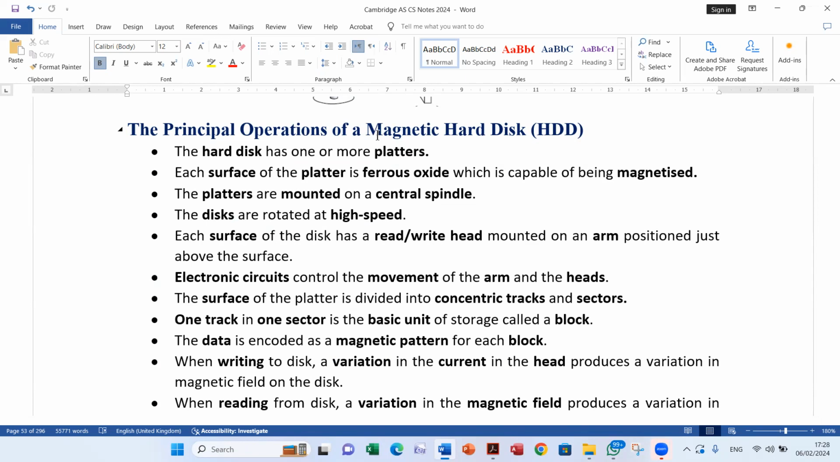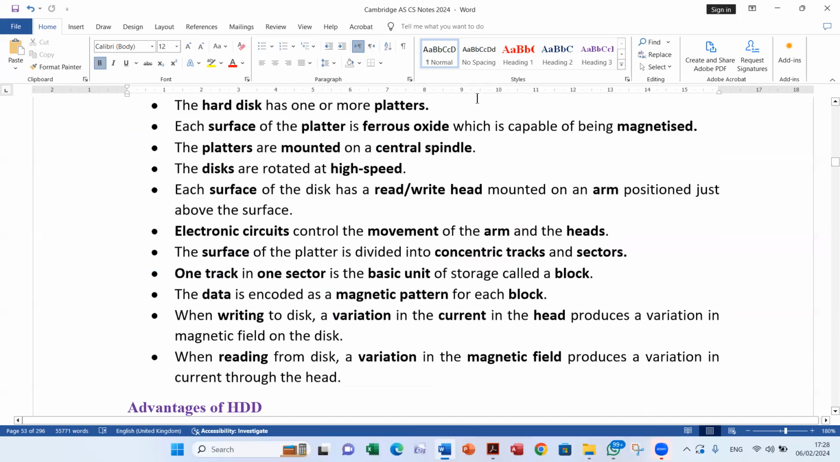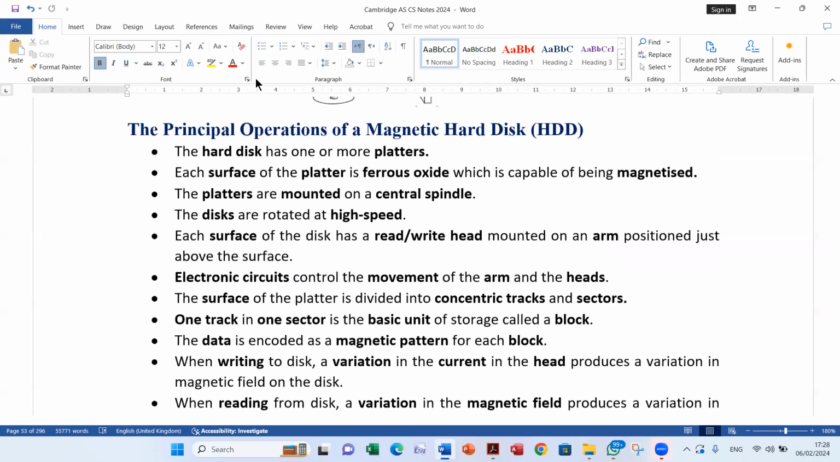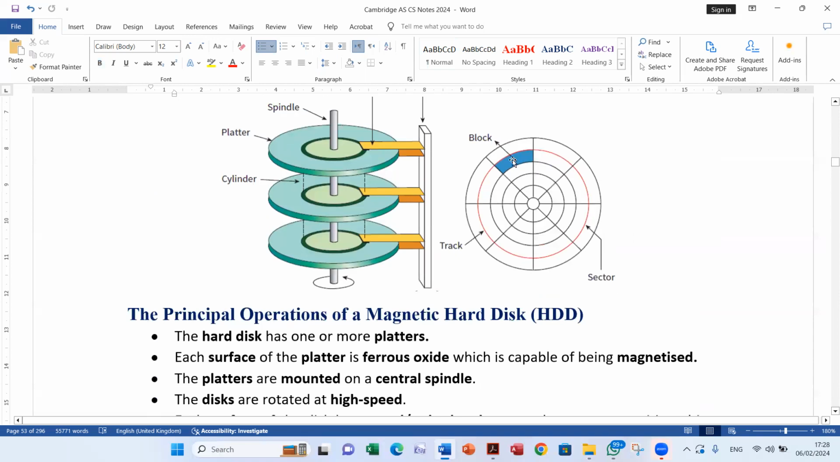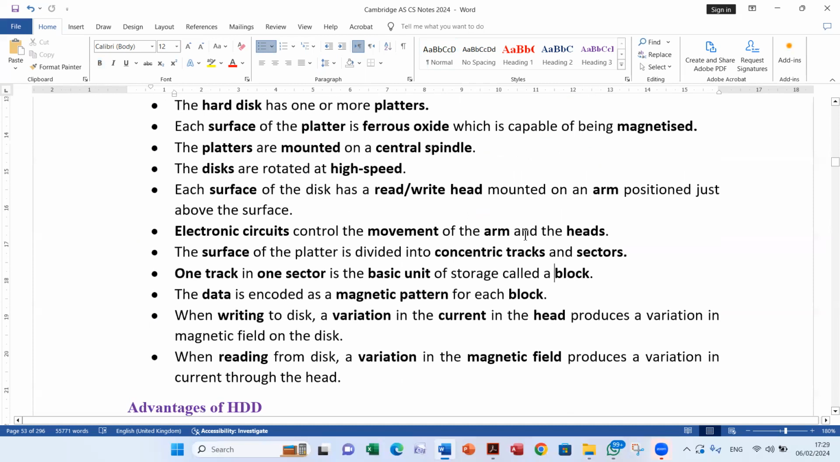The surface of the platter is divided into concentric tracks, as you can see in the diagram, and sectors. One track in one sector is the basic unit called a block. Data is encoded as a magnetic pattern for each block, north pole and south pole to represent the 1 and 0.